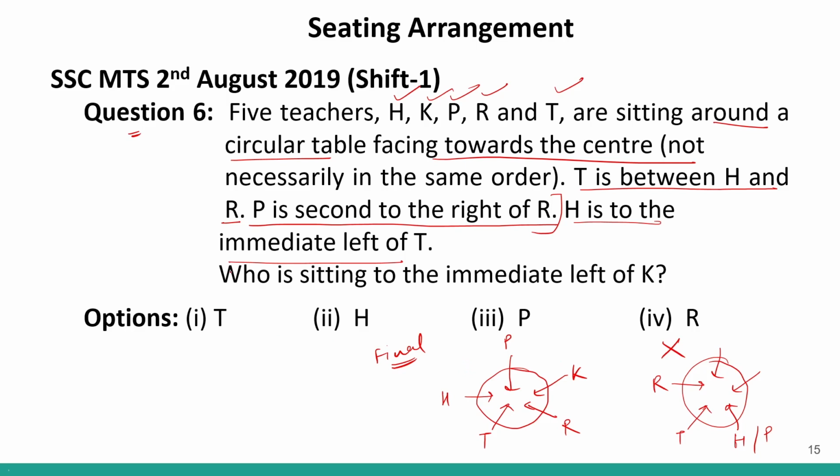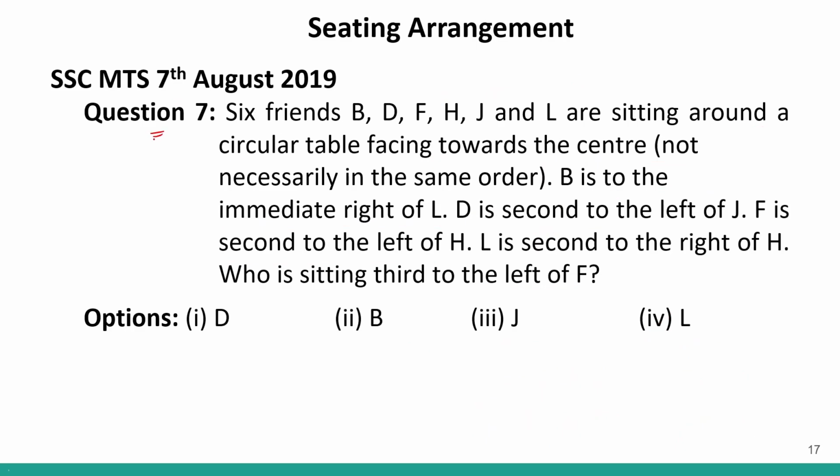Let us come to the question. The question asks, who is sitting to the immediate left of K? So, immediate left. This is the immediate right and this is the immediate left. So, immediate left of K, we have R. So, my answer will be option number 4, R. Clear? This will be my answer. Option number 4, R.